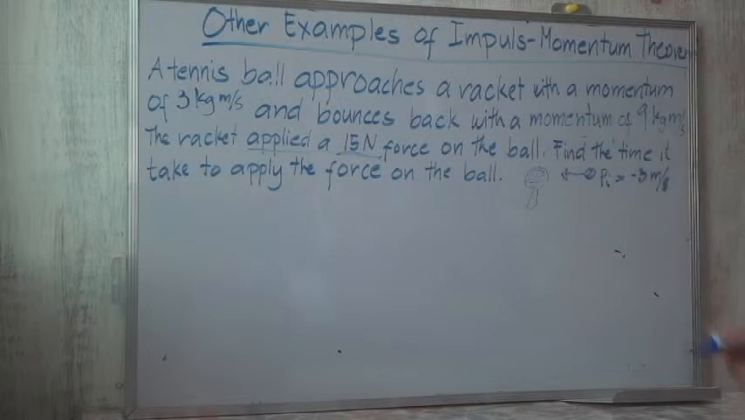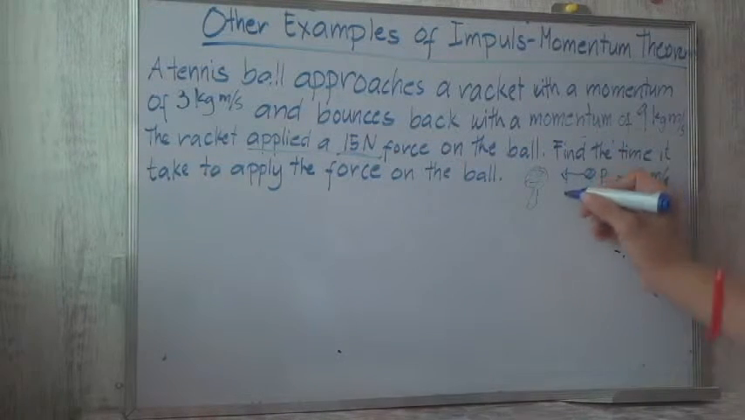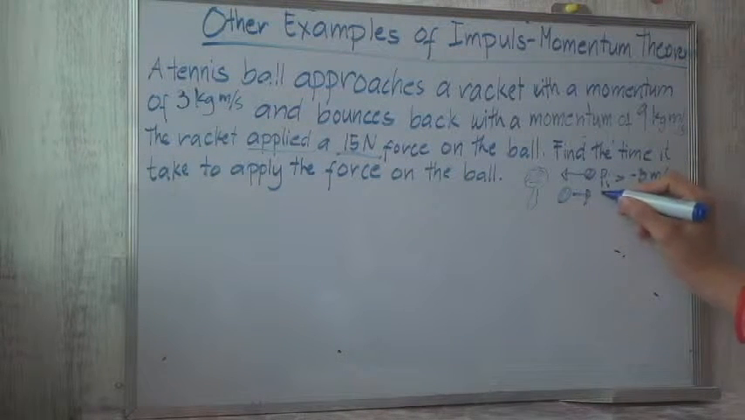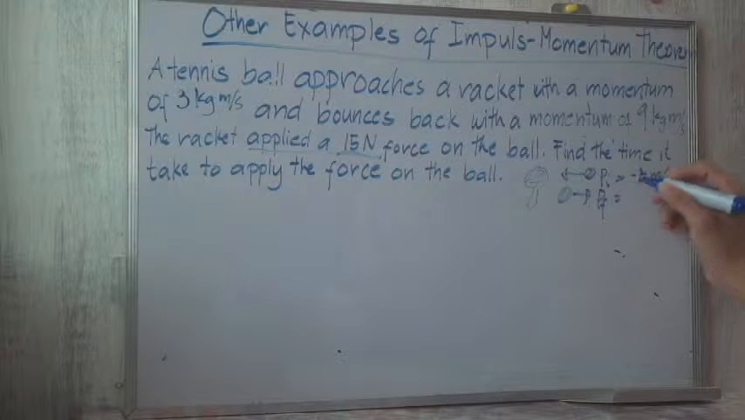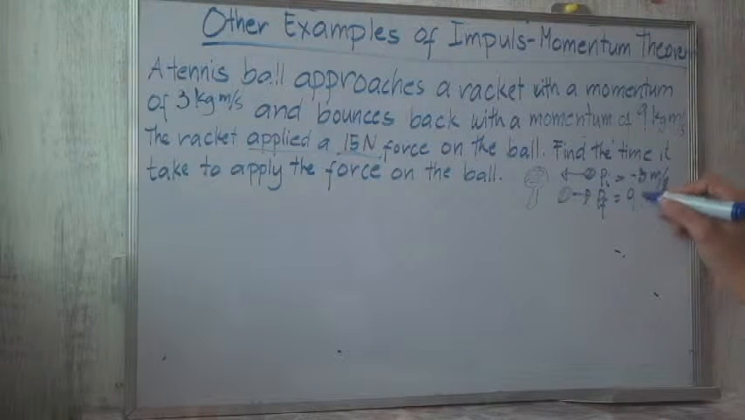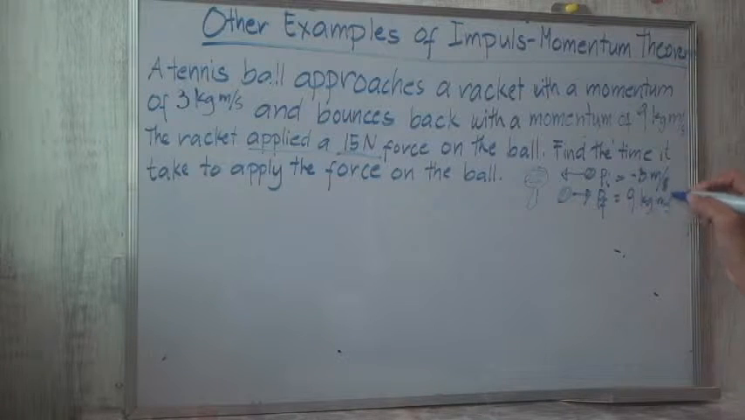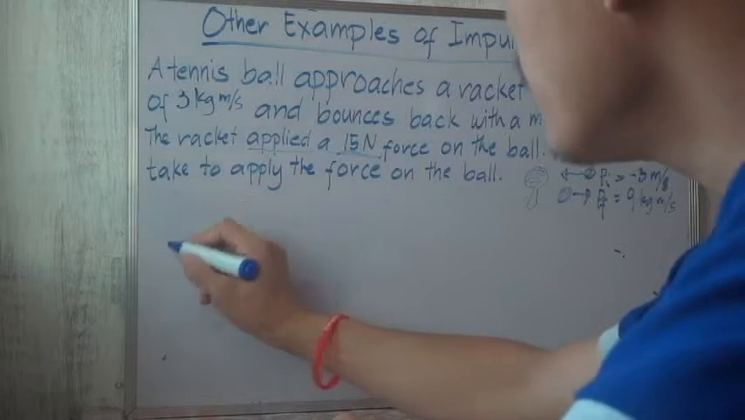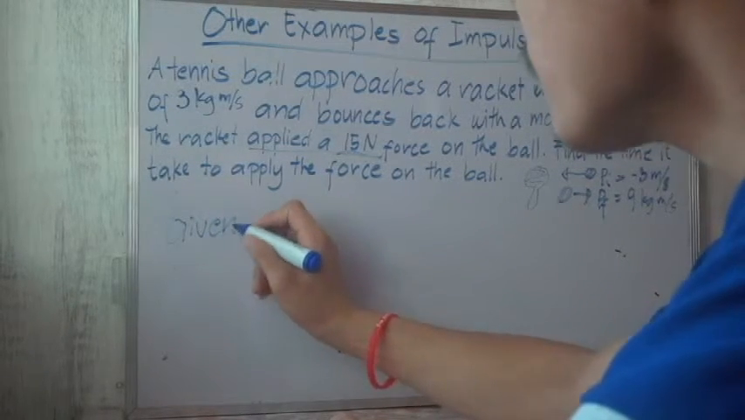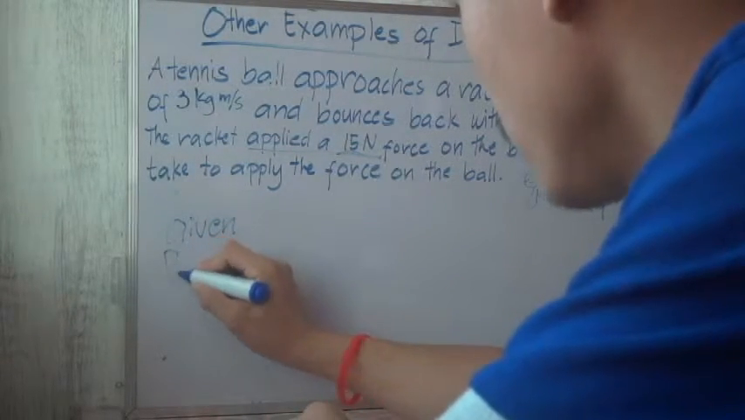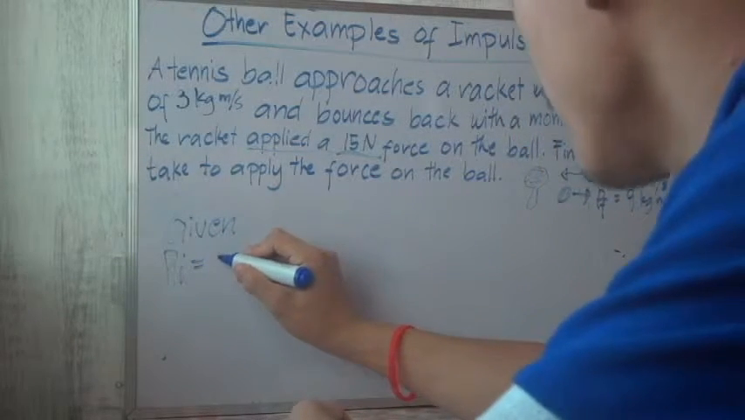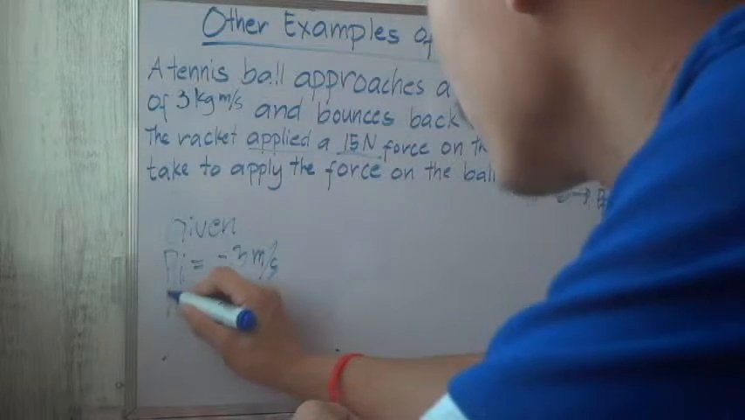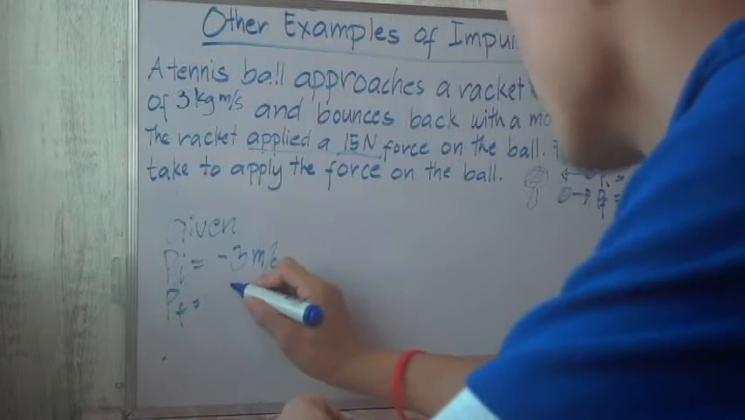And bounces back with a momentum of 9 kg meters per second. So ang bola ni bounce back siya ug naa na siya final nga momentum nga positive 9 kg meter per second. Ipaingon naman siya sa right. So natay given karon nga initial momentum nga negative 3 meter per second. Ipaingon siya sa left. Momentum final nga 9.